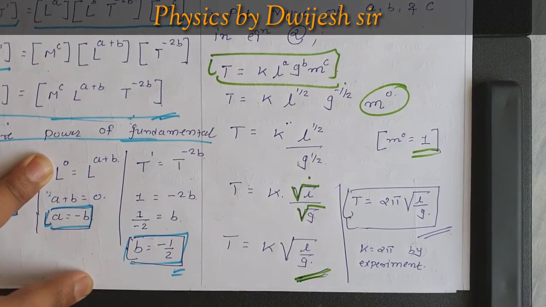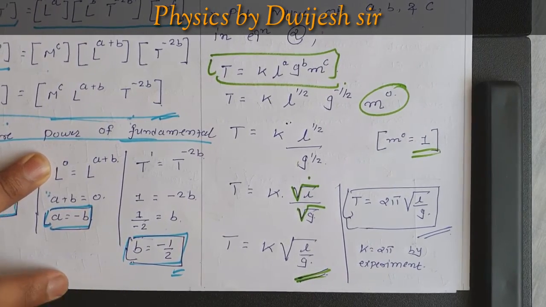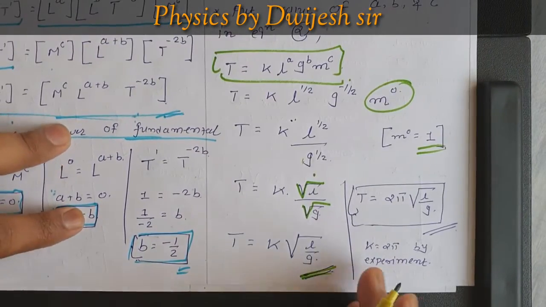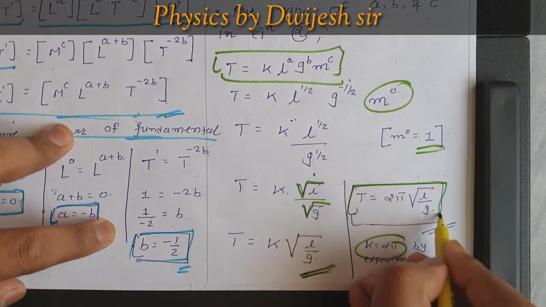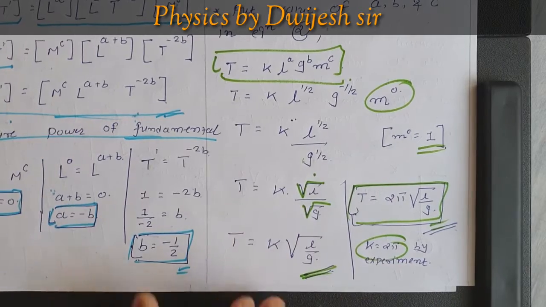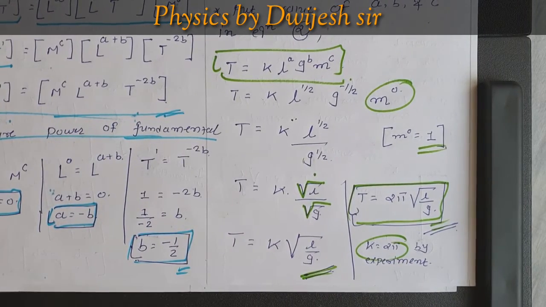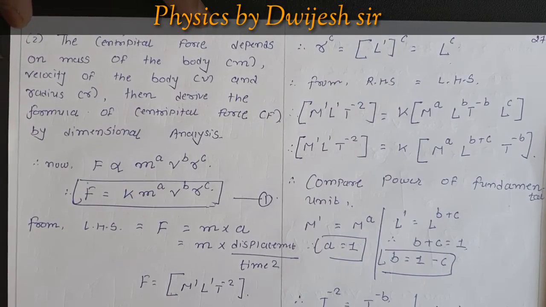This is the equation of the pendulum. But experimentally, we have to take the constant k equal to 2 pi. So our equation will be T equals 2 pi root L by g. Okay, fine.